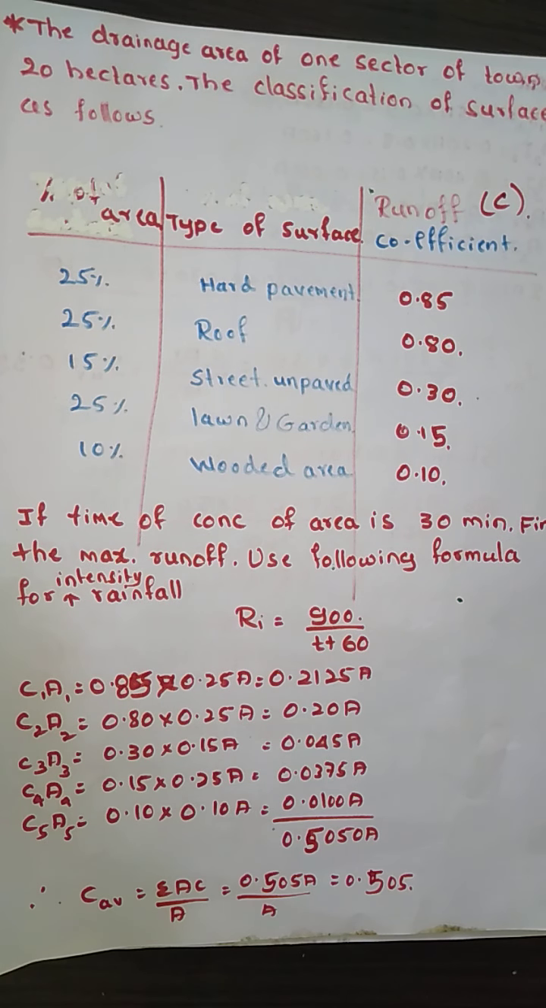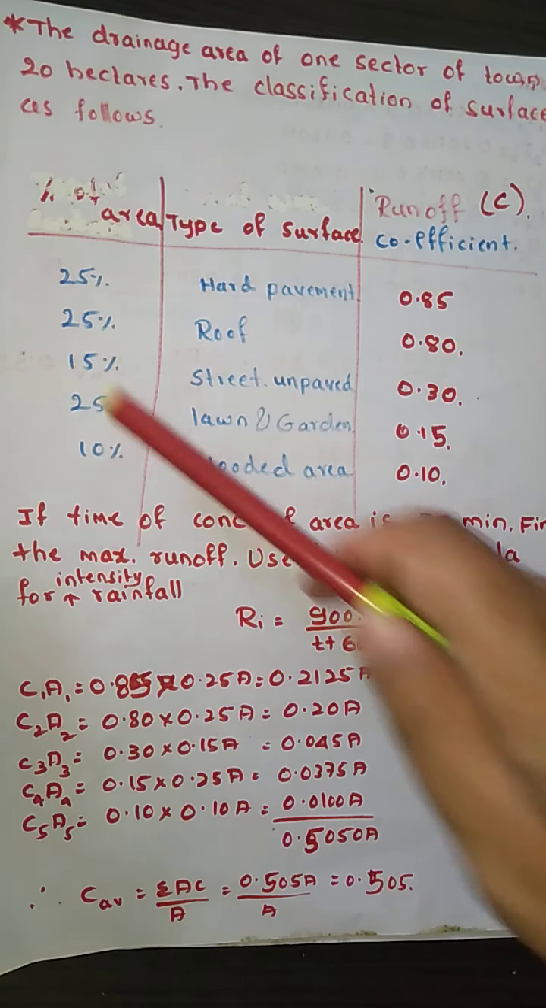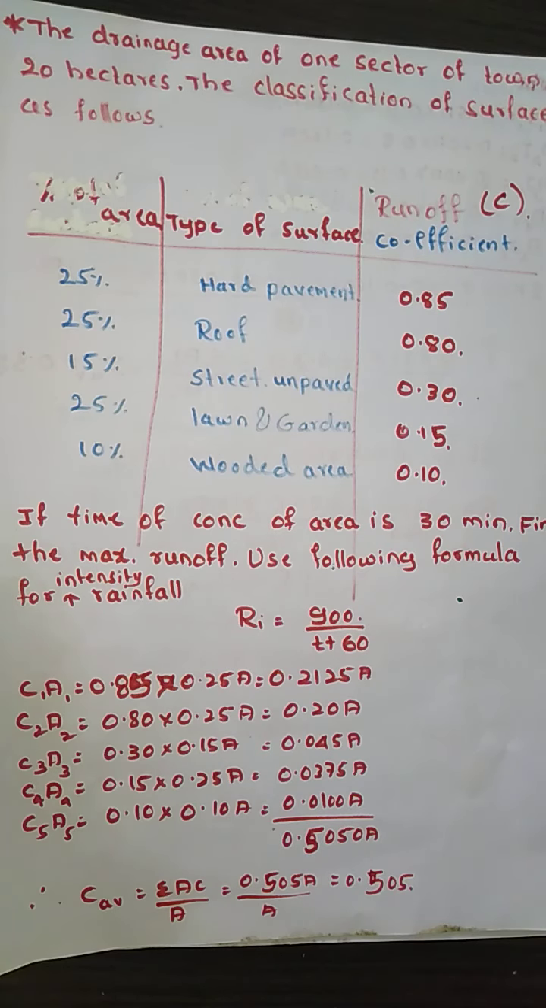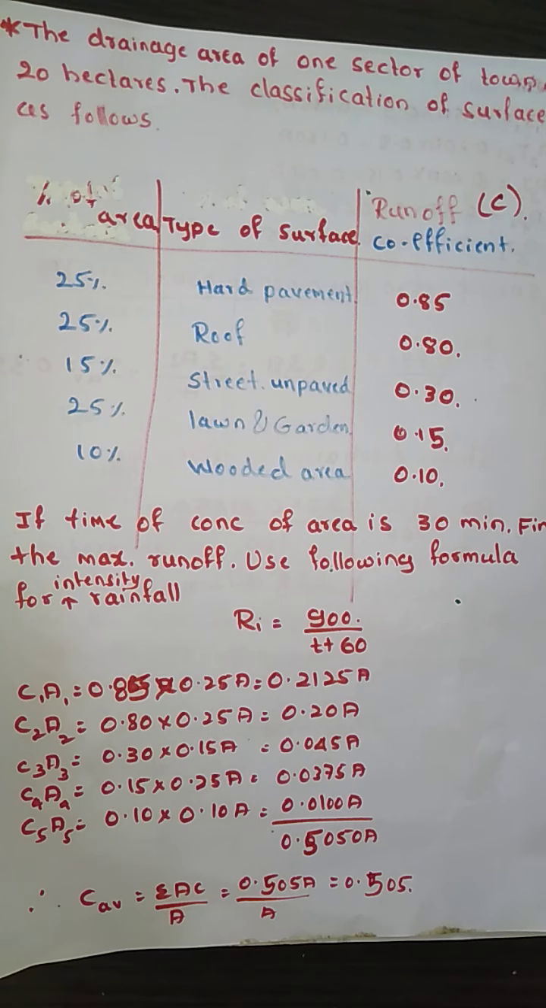Okay, so here 25% of the area is going to be hard pavement, which is going to have 0.85 runoff coefficient, then roof is going to have 0.80, then 15% of the street which is going to be unpaved is going to have runoff coefficient of 0.3, then 25% of lawn is going to have 0.15 runoff coefficient, and the wooded area which is going to be 10% of the area has runoff coefficient 0.10.